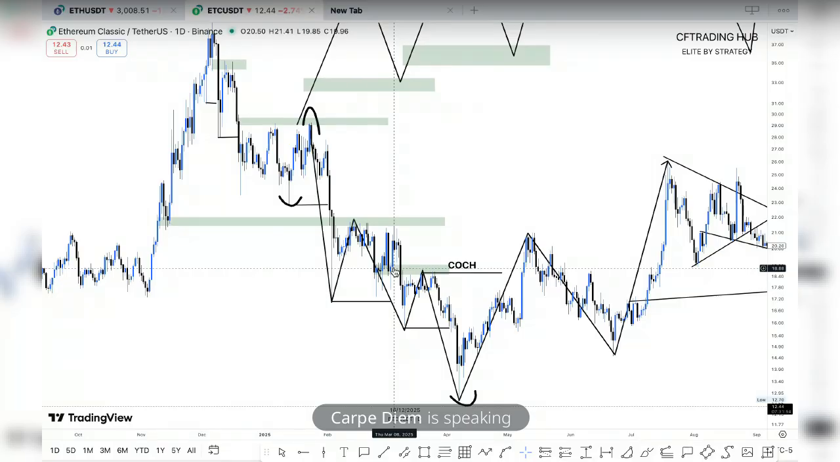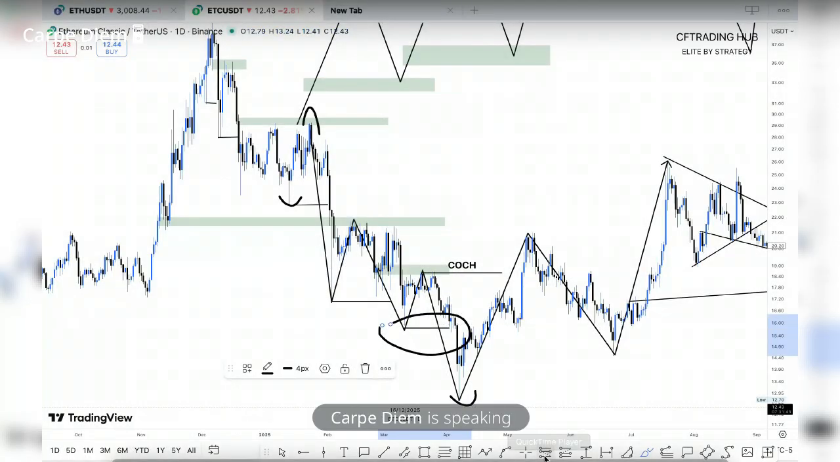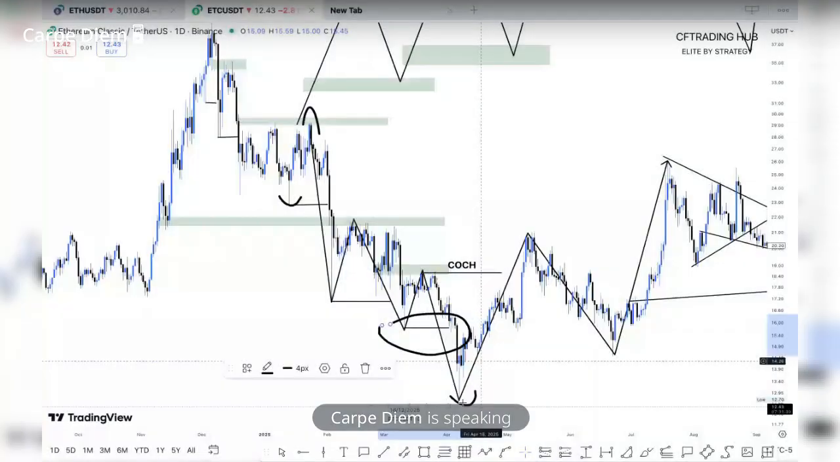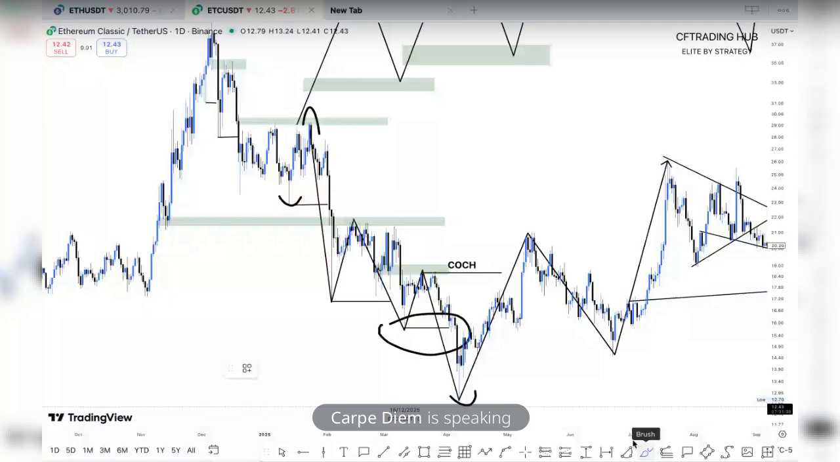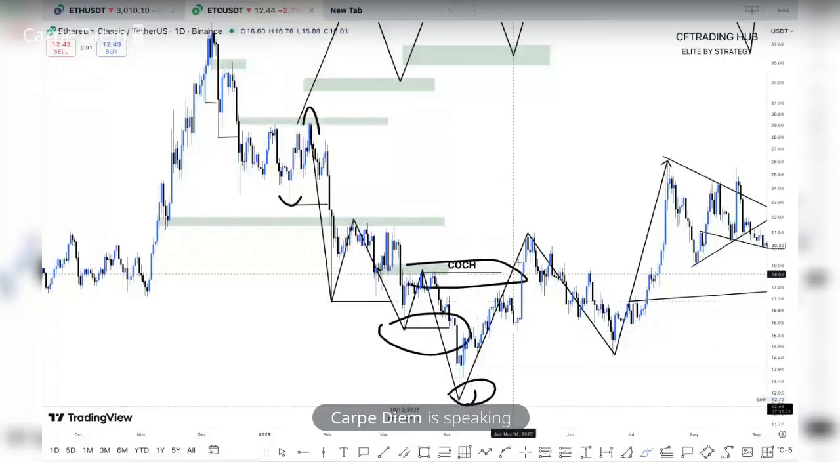So after rejection from this supply block again, you go to the next block of structure over here, and over there. After that block of structure, we made this lower low. After that lower low, we got the change of character over here. Now, I want you to focus on this. After the change of character, we've changed into an uptrend.